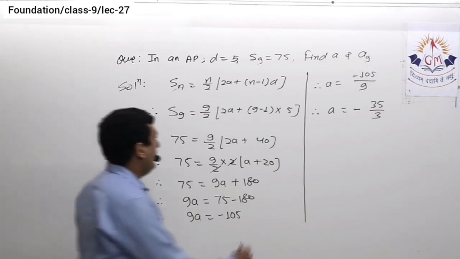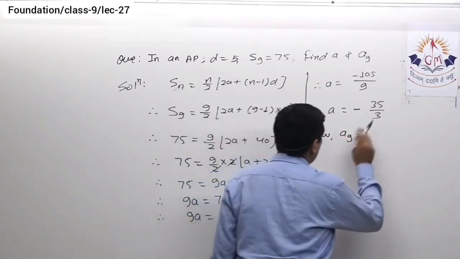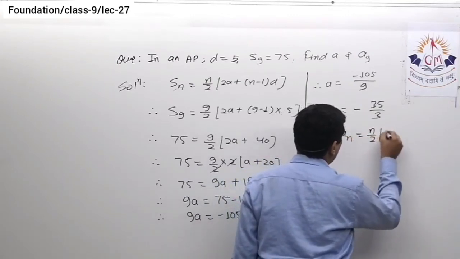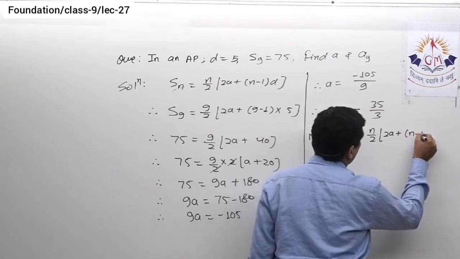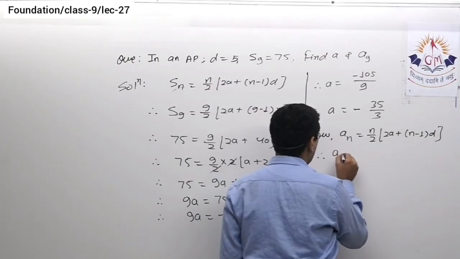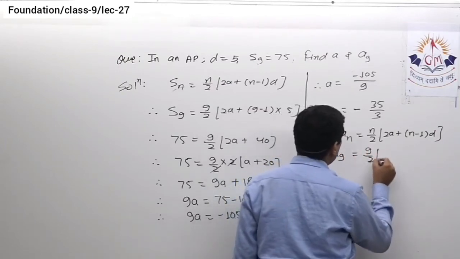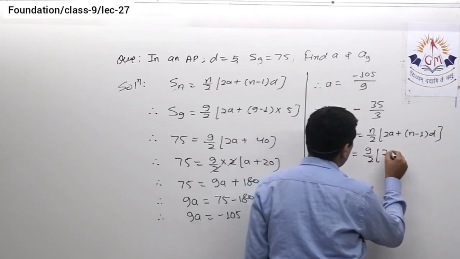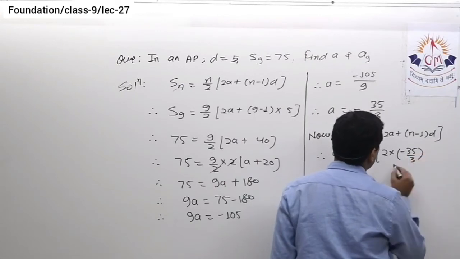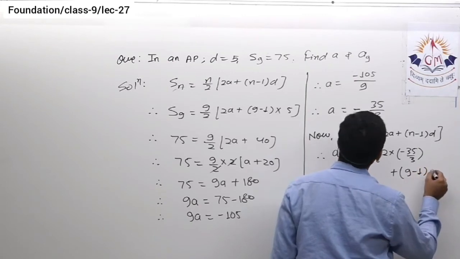Okay, now we'll find an. So now a9 is equal to, or better to write now, an is equal to n by 2, 2a plus n minus 1 into d. So a9, that means n equal to 9. So 9 by 2, 2 into a, now a is minus 35 by 3, plus n minus 1, that is 9 minus 1, into d, that is 5.